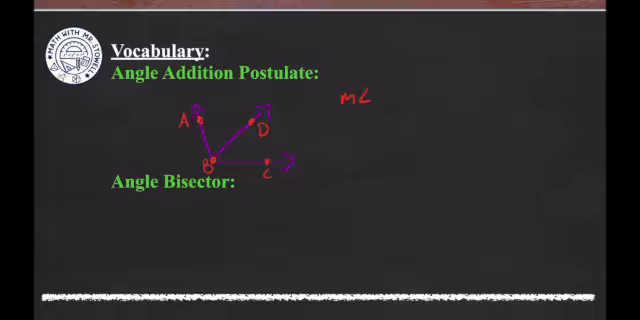With this one, we can say that the two smaller angles add to equal the larger angle. That's the angle addition postulate. Just like the two smaller segments add to equal the larger segment, the two smaller angles add to equal the larger angle. So the measure of angle ABD plus the measure of angle DBC equals the measure of angle ABC. That's the main idea I want you guys to get from this. Two smaller angles add to equal the larger angle.